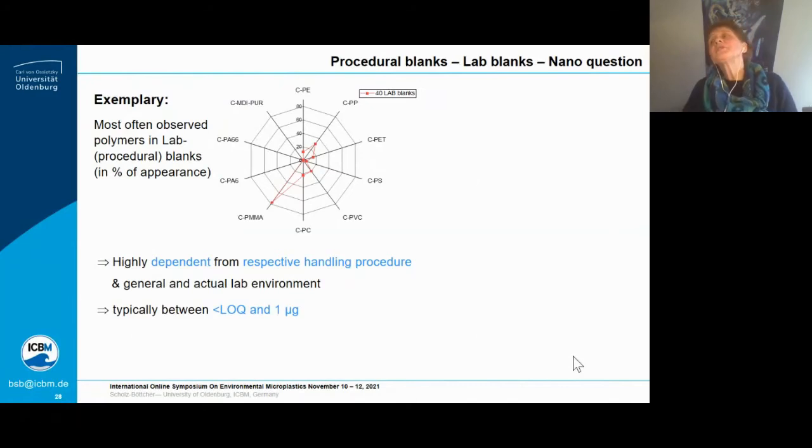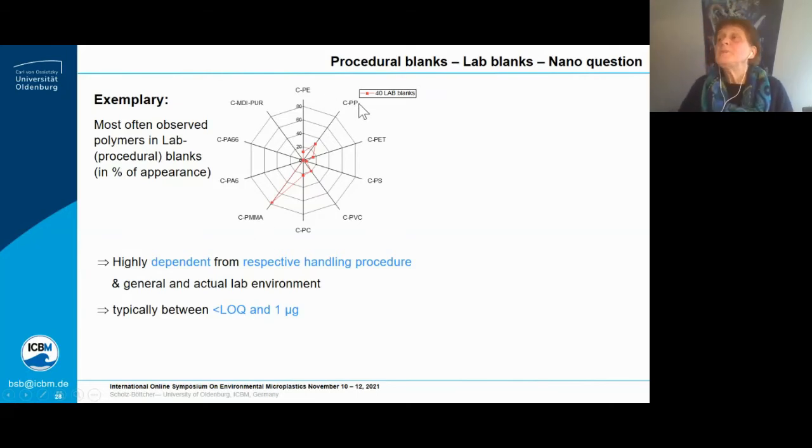It is very, very difficult to give insight into secondary contamination in the lab, because it is highly dependent on the respective handling procedure and the general and actual conditions in the lab. So what I have done, completely independent of where the blanks were coming from, is give an idea, over 40 lab blanks, of the main contaminant plastic types we see. And we very often find PMMA, that is partly restricted to our gear.